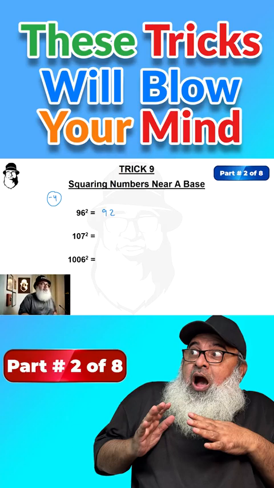And if it is plus 4, we add that 4 to our number. Okay. So that's the first part of the answer, 92. And for the second part of the answer, we square the same number, same deficiency or surplus. So 4 times 4 is 16. That's our answer: 9216.